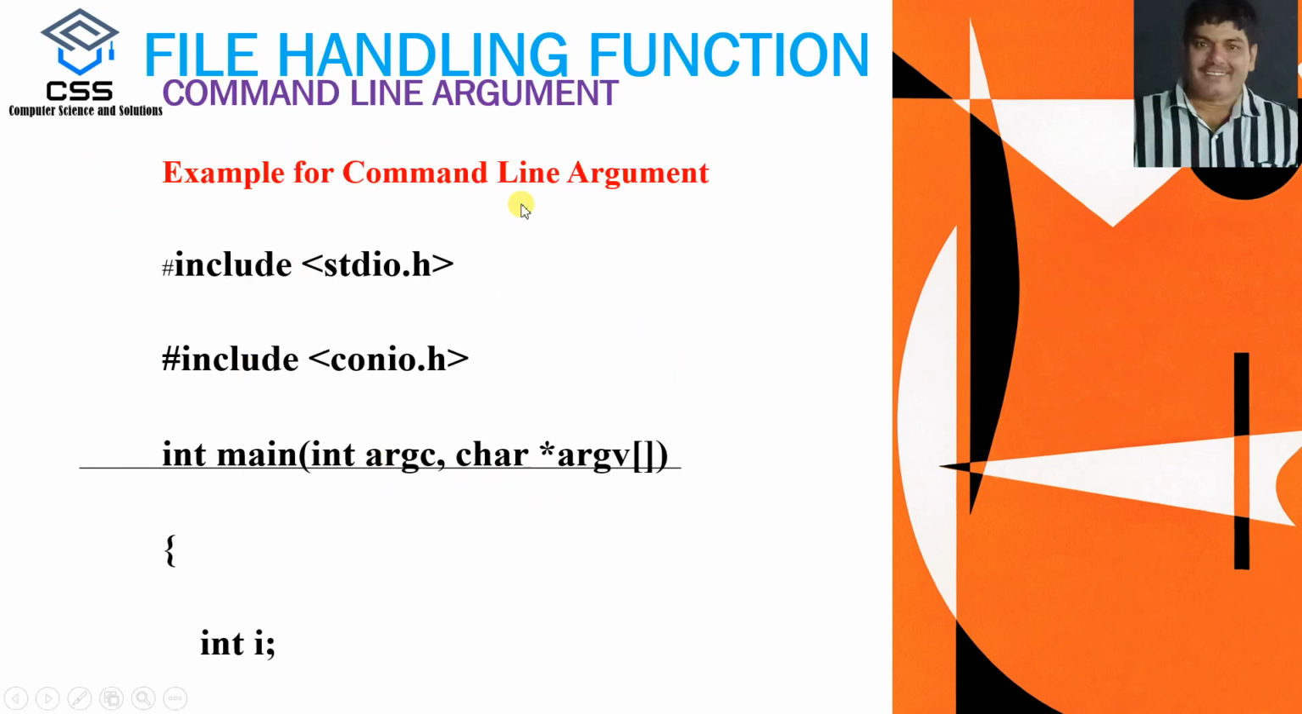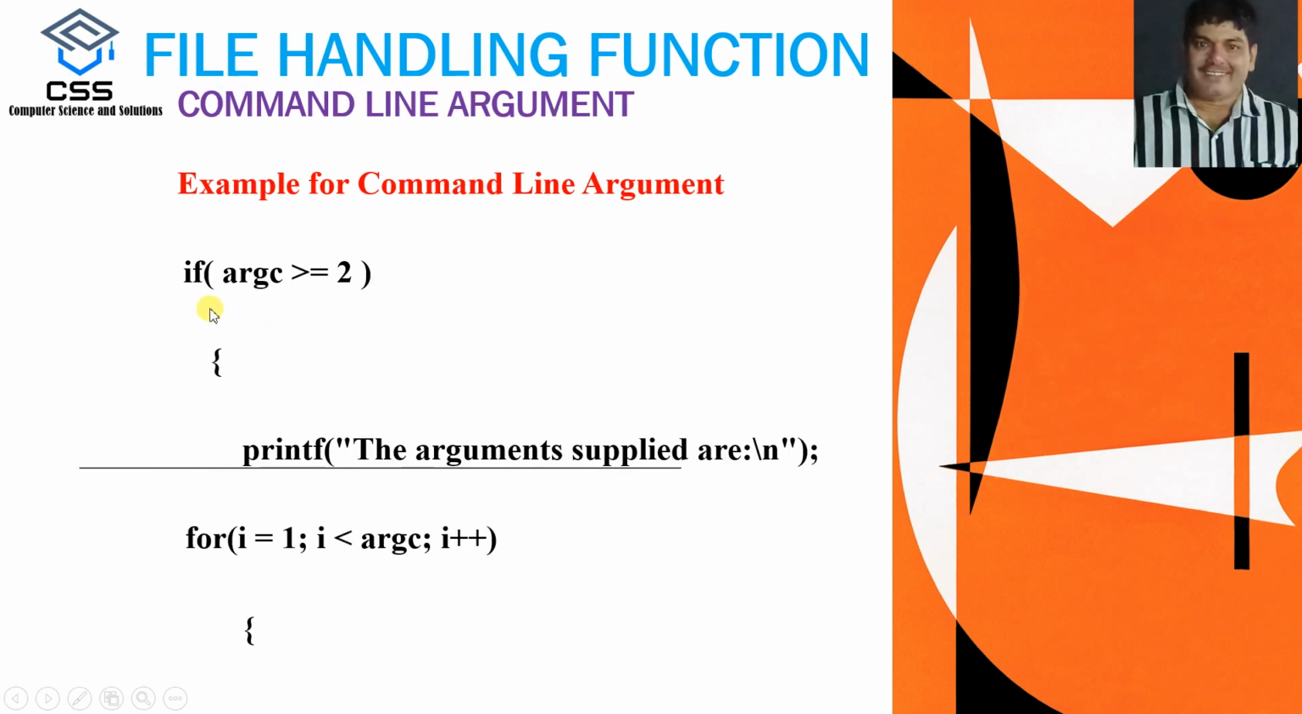We are taking an example: main function, int argc, char pointer argv subscripted. Int i is taken as a general variable, and we are giving a condition: if the number of arguments you are passing is greater than or equal to 2, the message will display "arguments supplied are". We have to display those arguments. How many times will the loop continue? Suppose we pass 3 arguments, means 1, 2. 2 arguments will be displayed. If we pass 4 arguments, means 1 to 3, 3 arguments will display.